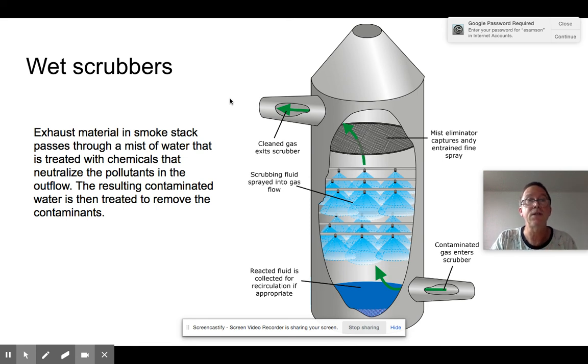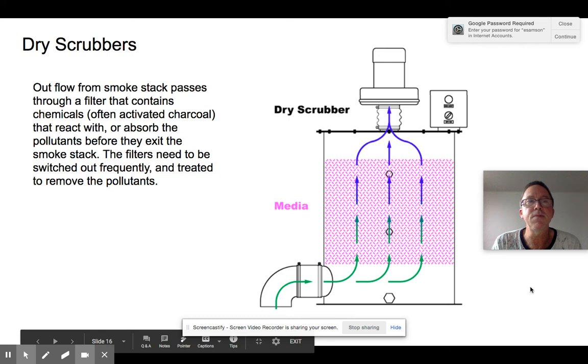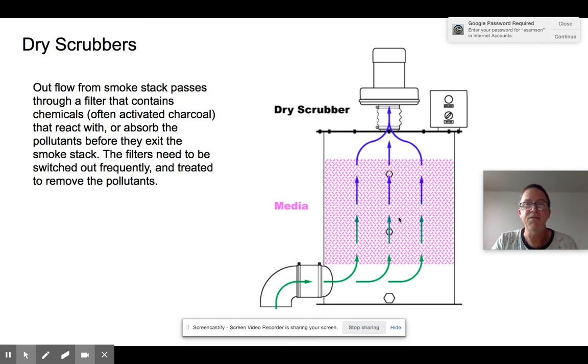Now, this is called a wet scrubber system. Now, there's also dry scrubber systems. Okay, a dry scrubber system. So in this case, the polluted air from the smokestack comes into here, and now it's just going to pass through. We'll just call it a filter system, and this filter has chemicals embedded in it that are able to react with and neutralize these pollutants or to absorb them.